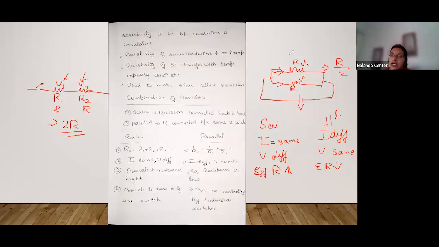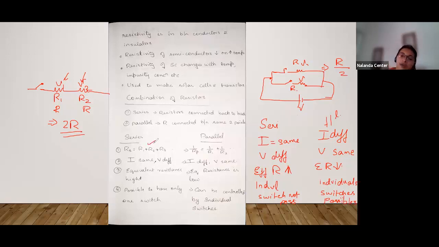In this particular case, what can you do? In this case, you can have individual switches to control the flow of current through different conductors. So here individual switches are not possible, and in this particular case individual switches are possible. The resistors can be controlled using individual switches. All right, so these are the major important differences between series and parallel.